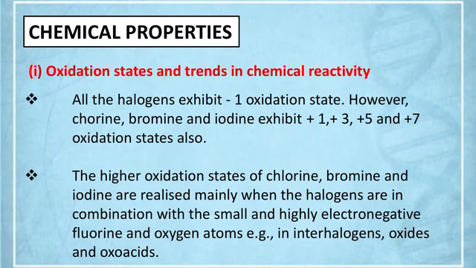Next point, the higher oxidation states of chlorine, bromine and iodine are possible when they form compounds with highly electronegative fluorine and oxygen atoms. Chlorine can show +7 oxidation state in Cl2O7, that is when it forms a compound with oxygen and fluorine. Fluorine with fluorine means interhalogen compounds. So +7 oxidation state is possible here.